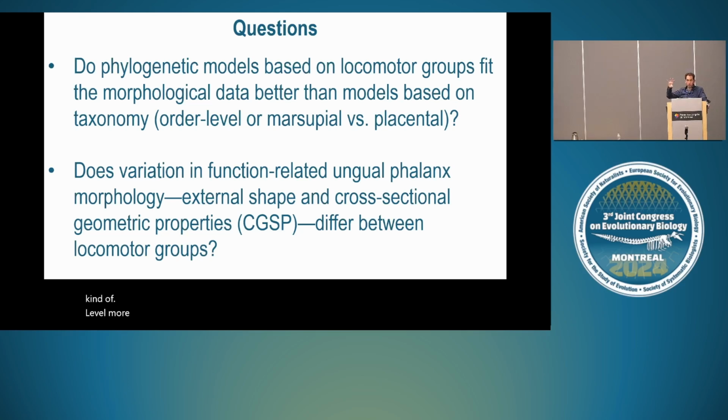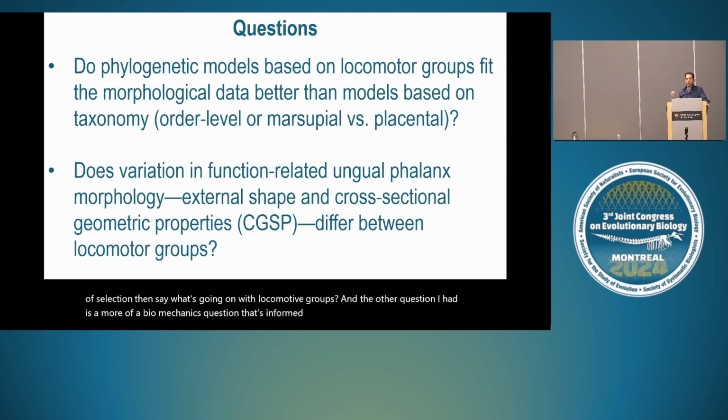morphological variation, does that better explain what we see in terms of selection than, say, what's going on with locomotor groups? The other question I had is more of a biomechanics question that's informed by this, which is to say, if we look at the biomechanics, do the biomechanics actually say something about locomotion as well? Because a lot of these studies have looked at shape, but they haven't actually looked at, say, bending rigidity or resistance to torsion, and I think that is possibly more meaningful than shape. So shape may be telling you something about phylogeny, and the biomechanics may or may not be telling us something about locomotion.